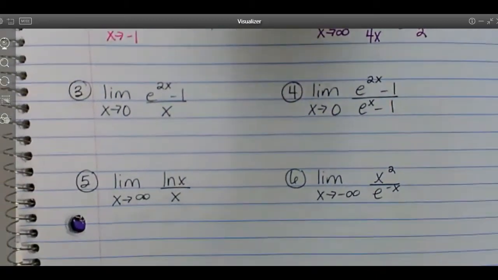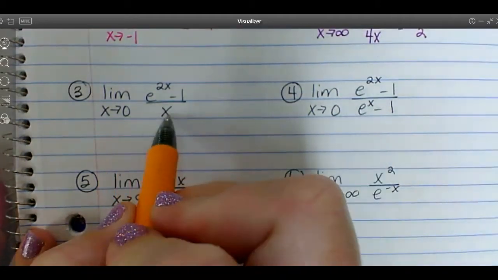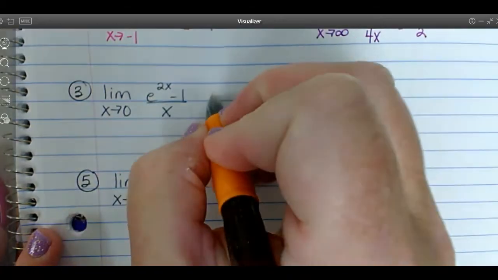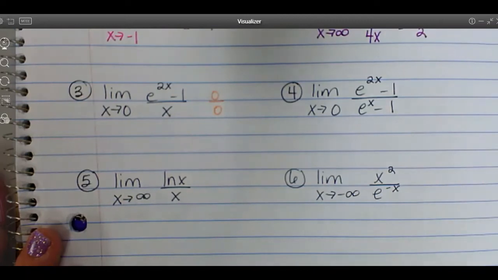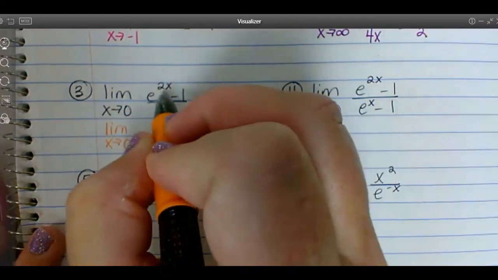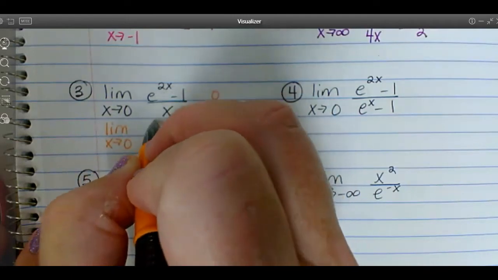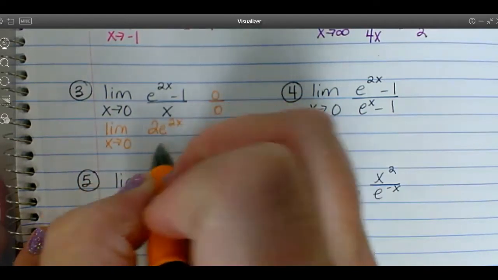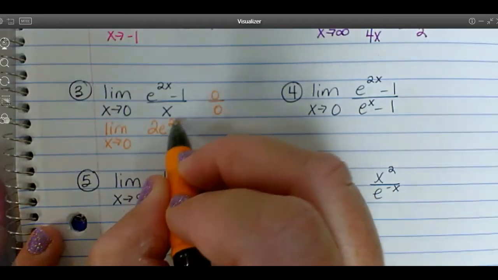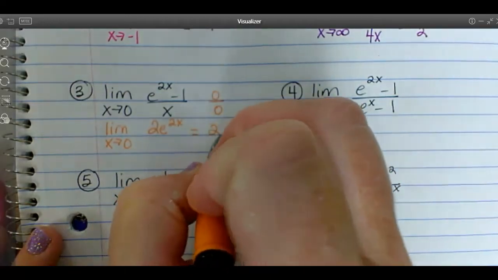But starting with number 3, these are problems that we were not able to solve originally, and so these are the ones where L'Hopital's rule is really important. Looking at this problem here, when I plug in 0 up there, e to the 0 is 1. So this is 0 over 0, which means I can find the derivative on top and bottom. The derivative of the top would be 2e to the 2x. The derivative of the bottom is just 1. Plug in that 0. e to the 0 is 1. 1 times 2 is 2.